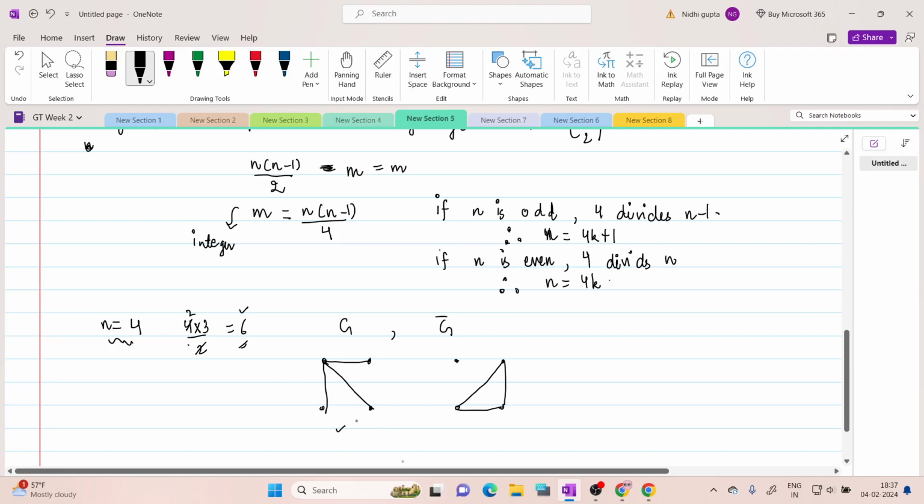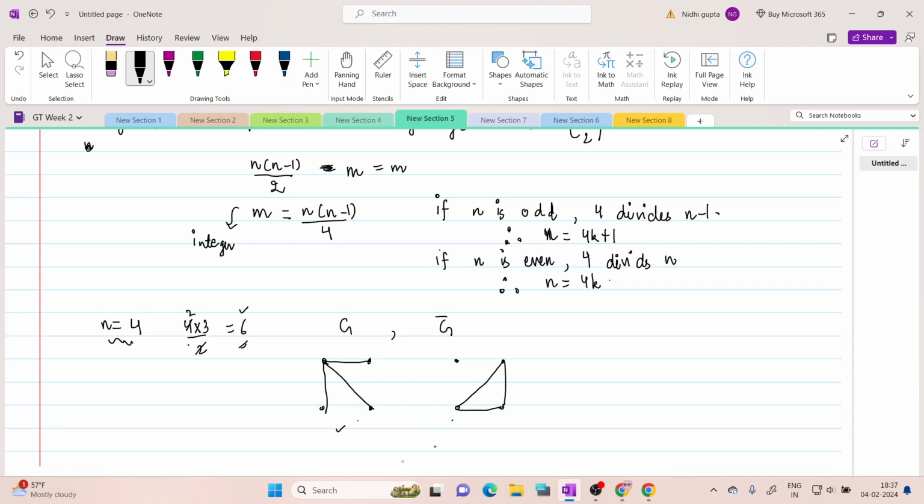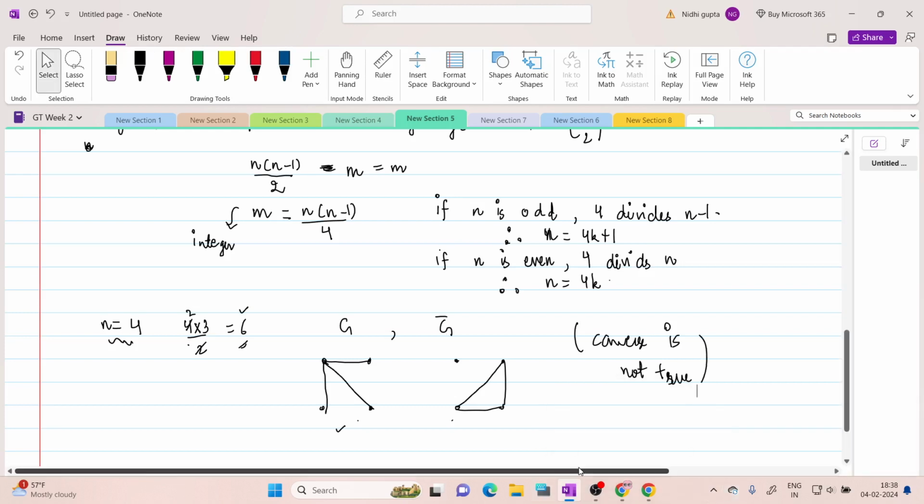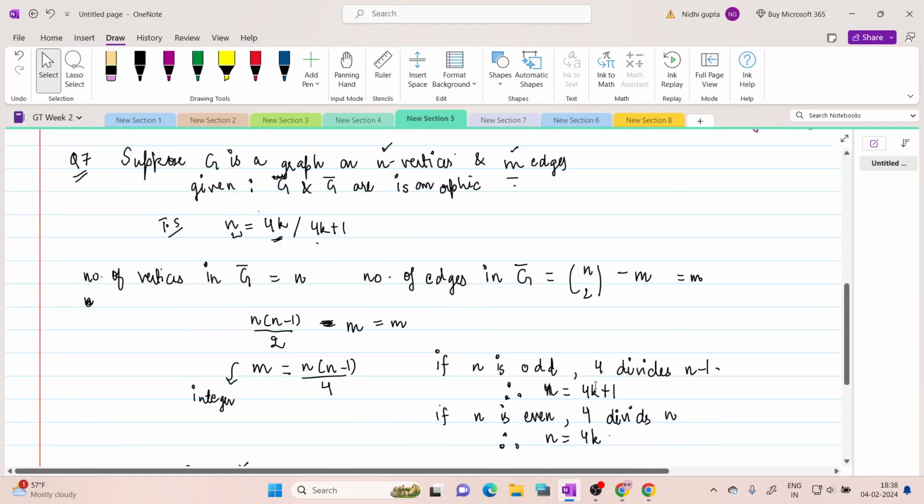You can easily see that these two graphs are not isomorphic. Can you give me a reason why they are not isomorphic? We have one vertex of degree 3 in G, and we do not have any such vertex in G bar. So the converse is not true. Also, one has a cycle but the other is a tree with no cycles. So they are clearly non-isomorphic, and we can give a lot of reasons to say that they are non-isomorphic. They don't even have the same degree sequence. Okay, so this was the question.